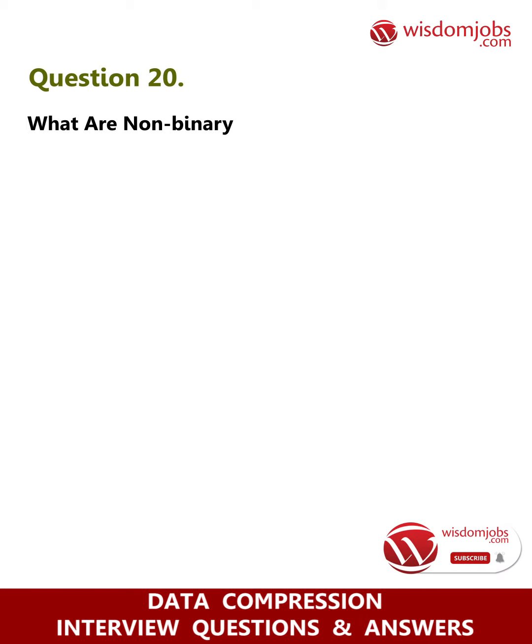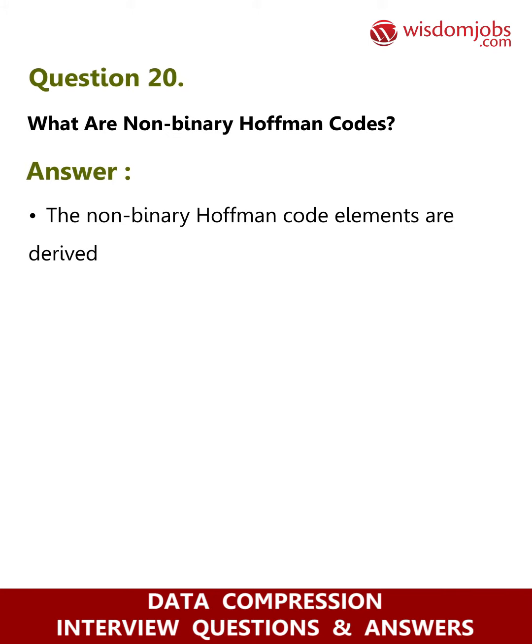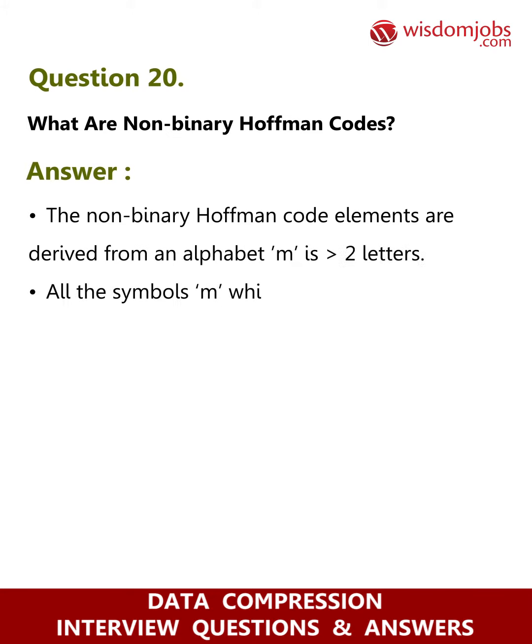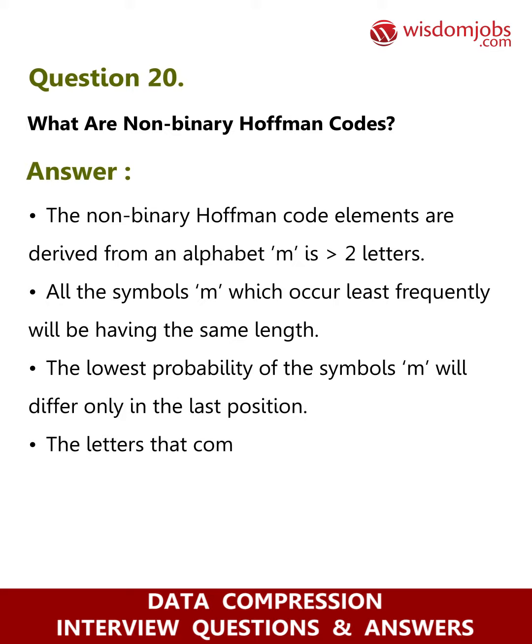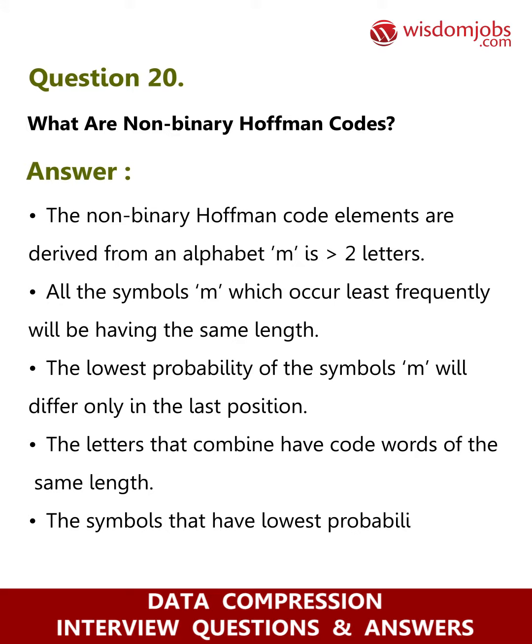Question 20. What are non-binary Huffman codes? Answer. The non-binary Huffman code elements are derived from an alphabet of M greater than 2 letters. All the M symbols which occur least frequently will have the same length. The lowest probability symbols will differ only in the last position. The letters that combine have code words of the same length. The symbols that have the lowest probability will have code words of long length.